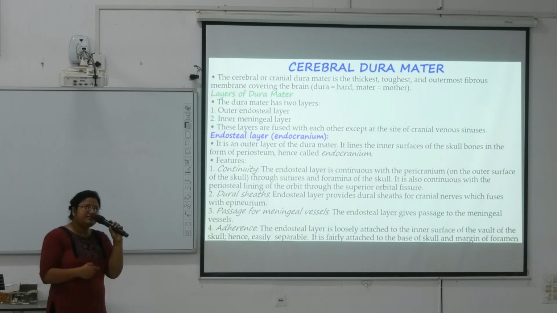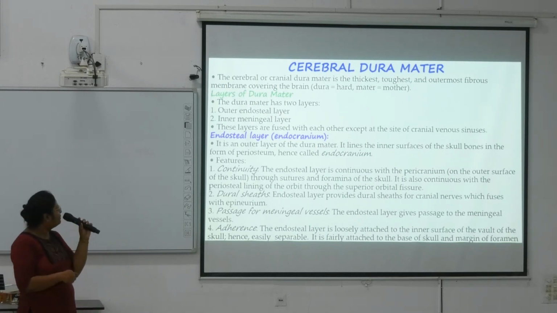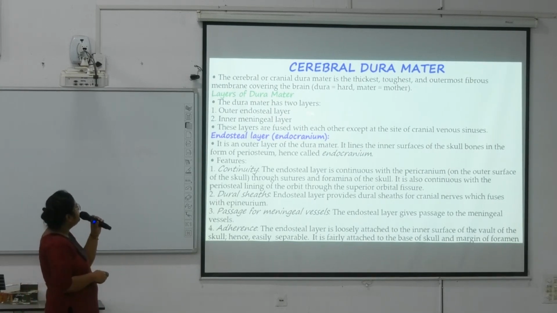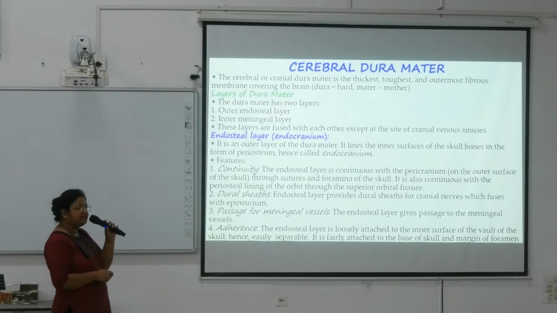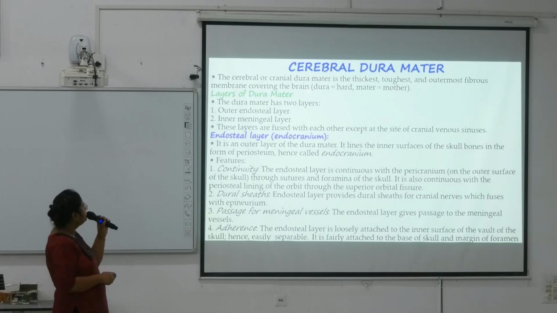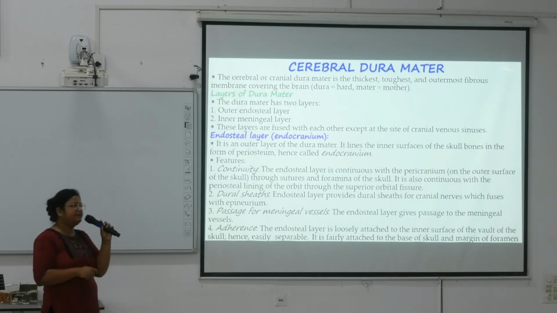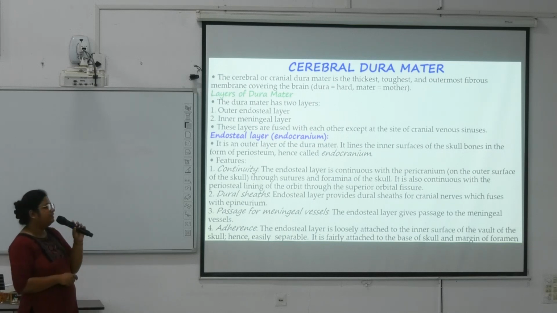Next we will discuss the dura mater in detail. Okay. So the cranial dura mater is the thickest, toughest, and outermost fibrous membrane covering the brain. Dura means hard, mater means mother. It comes from a Latin word. It is a hard, fibrous covering.